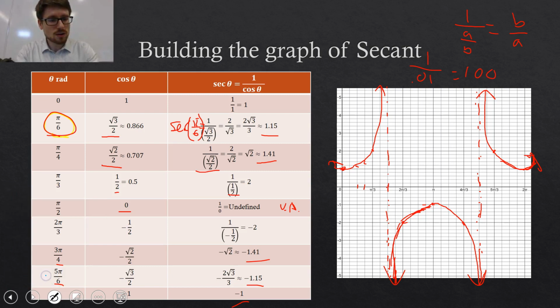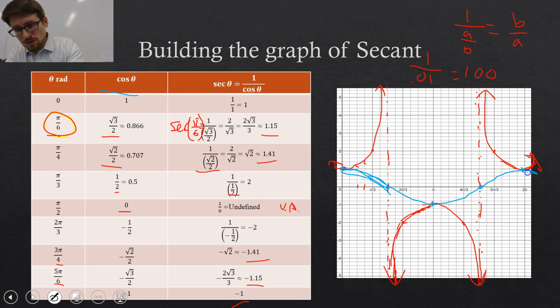So if I were to graph cosine, I'm going to do it in blue. I know 0, 1 is a point. I know pi, -1 is a point. I know that pi over 2 is 0, and 3 pi over 2 is 0, and 2 pi, 1. And so here's my graph for cosine. Here's the nice smooth cosine graph. So I want you to look at how the graph of secant matches with the graph of cosine, how those guys are related to each other.